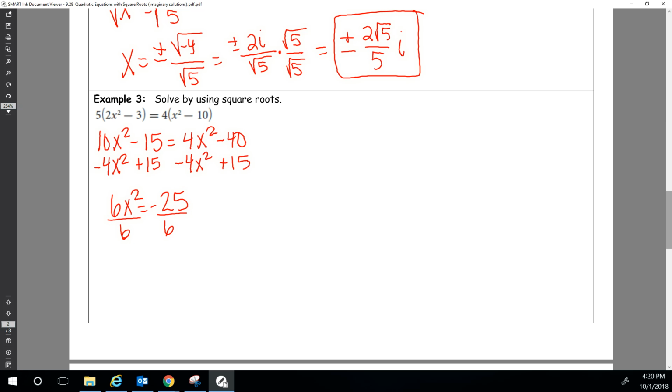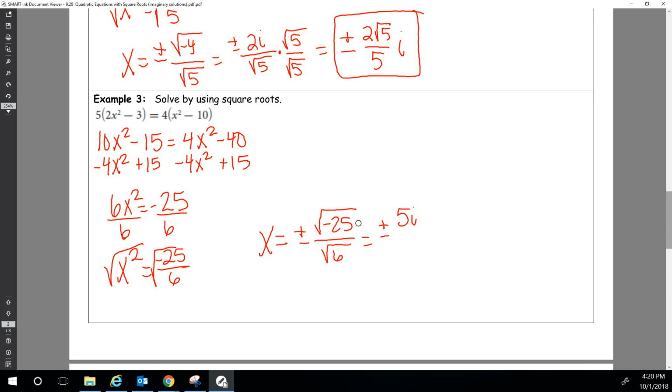Dividing both sides by 6, I finally have x squared by itself, which means now I can take the square root of both sides. So x would be plus or minus the square root of negative 25 divided by the square root of 6. Square root of negative 25, plus or minus, would be 5i. Square root of 25 is 5, square root of negative 1 is i, all over the square root of 6.